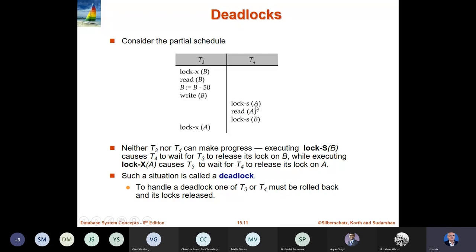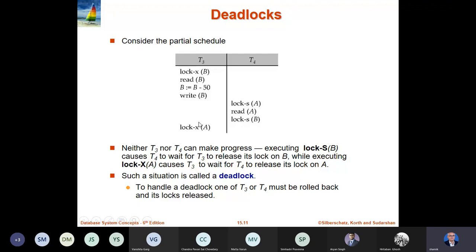Once one is rolled back, it will release the shared lock it is holding. That is the meaning of rolling back a transaction: it will release all its locks. So this is rolled back, this shared lock will be released, and the other will be able to proceed because it will get this exclusive lock, unless another transaction in between was also holding a shared lock on A.